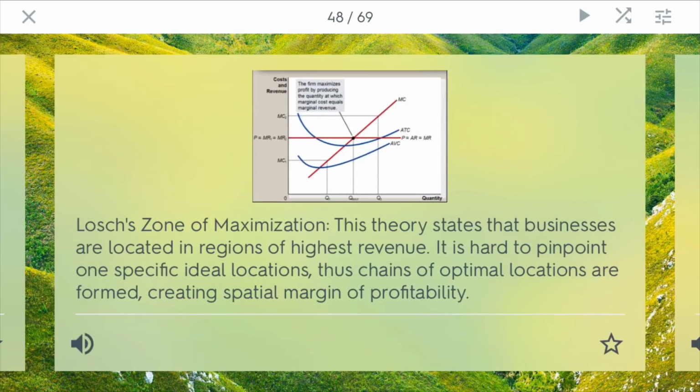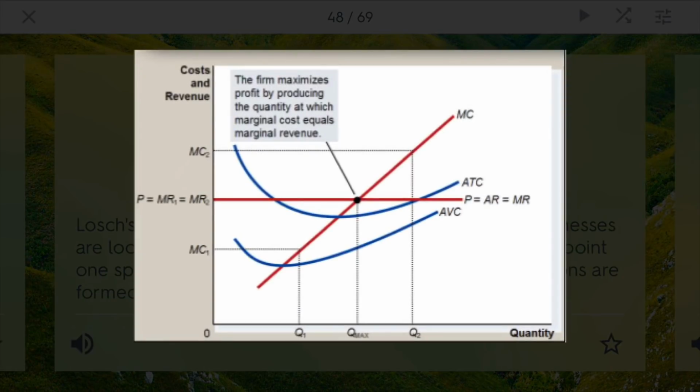Profit maximization. This goes along with the zone of maximization. This theory states that businesses are located in regions of highest revenue. Pretty true. And it's hard to pinpoint one specific ideal location. There are generally chains of optimal locations that are formed, creating a spatial margin of profitability, different places where this zone of maximization can be found. So a firm might maximize profit by producing the quantity at which the marginal cost equals the marginal revenue, where everything is balanced. This goes along with economic theory.